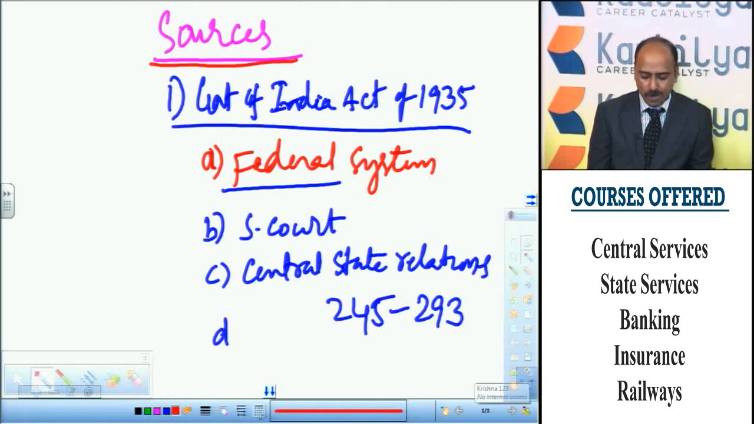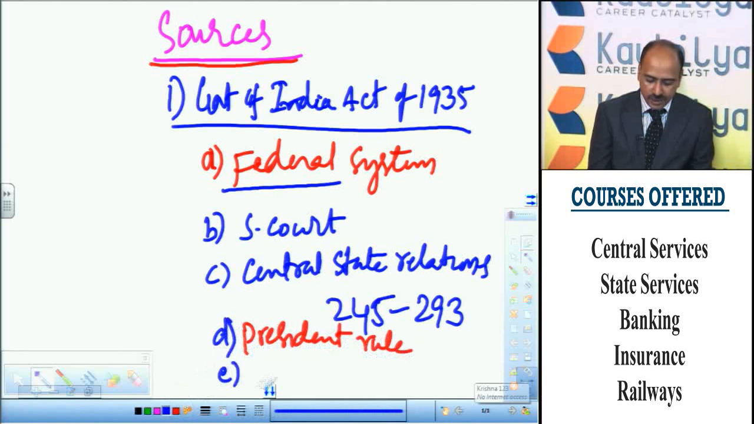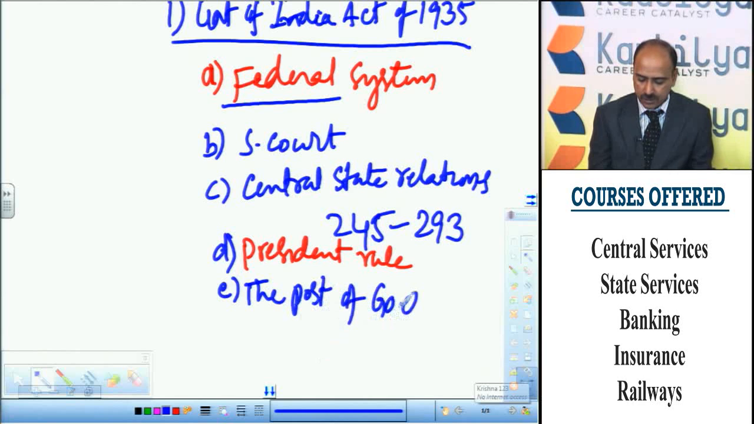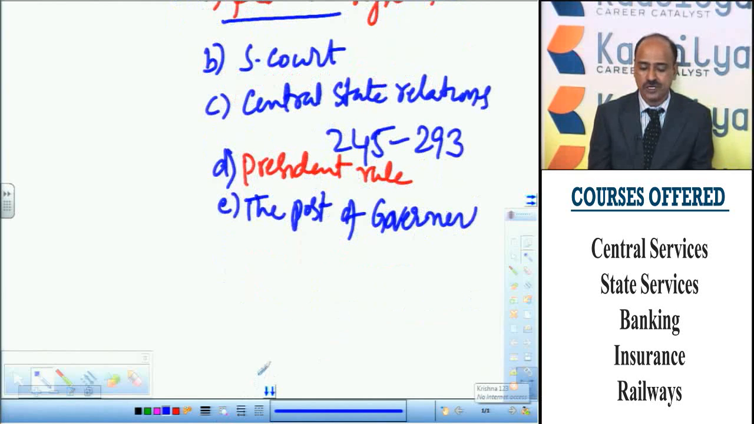Next, President's rule. At that time it was called Viceroy's rule, now we call it President's rule. It is also borrowed from the Government of India Act 1935. The post of governor is also borrowed from it. In the British time, the provincial governor is equal to the present state governor. All these major concepts were borrowed from the Government of India Act 1935. That's why it is the most important source of our Constitution.